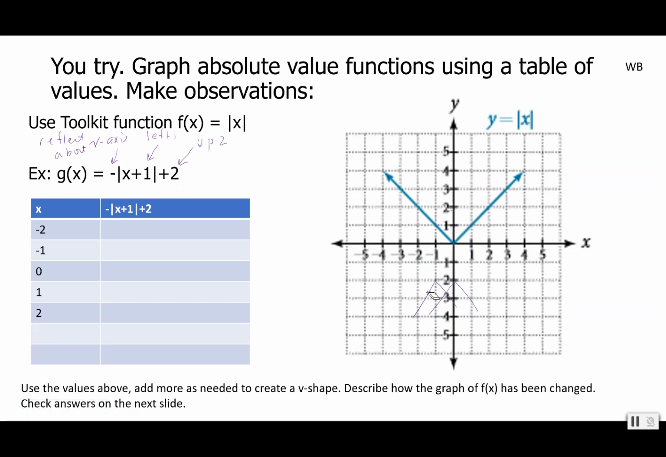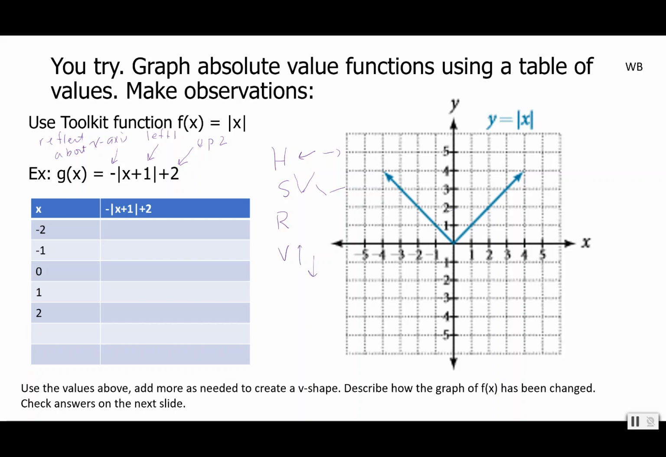All right, and the order is H, S, R, V. We have to do horizontal movement first, left and right. Then we're going to do our stretching and shrinking. Then we're going to do our reflections about the X or Y axis. For us right now, it's just going to be about the X axis. And then we're going to do our vertical shifts.